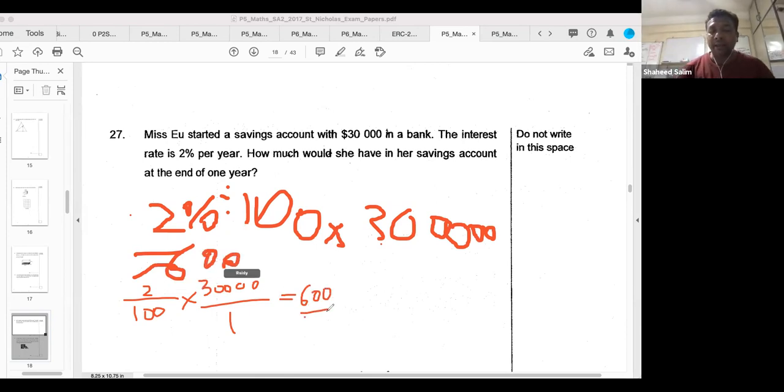So 600 is the money the bank pays you when you keep this money in the bank for how long? For 1 year. Is this true? Yes, this is true. But normally it's not this high. Sometimes it can be this high, sometimes not. So imagine we keep 1 million. Can we just try now?